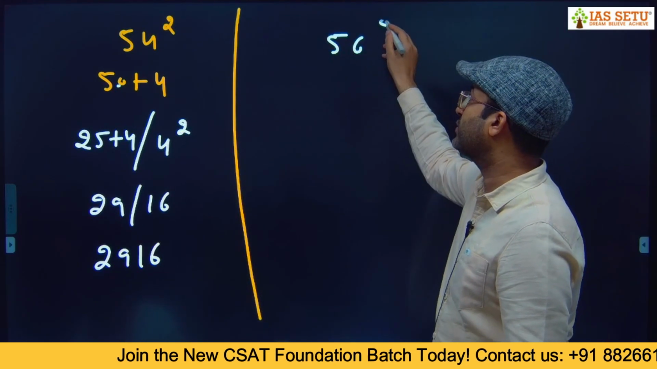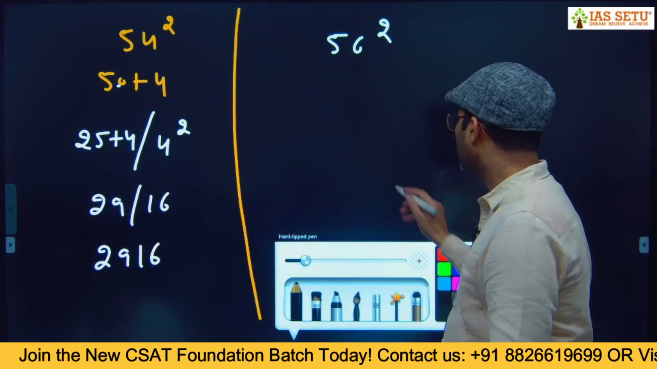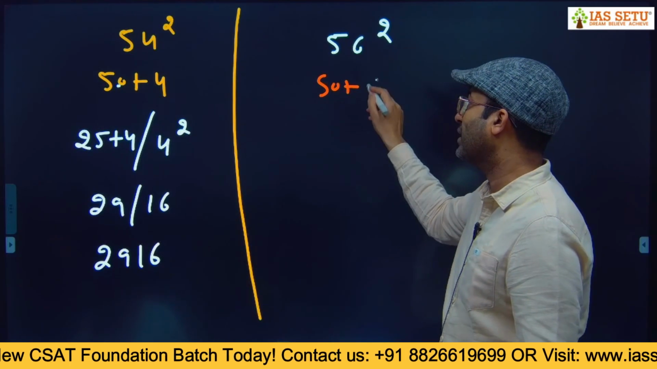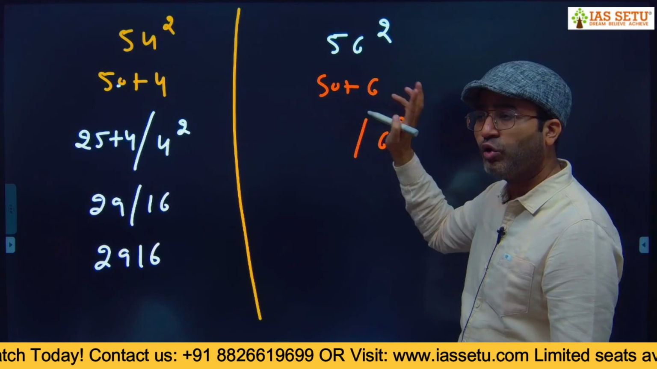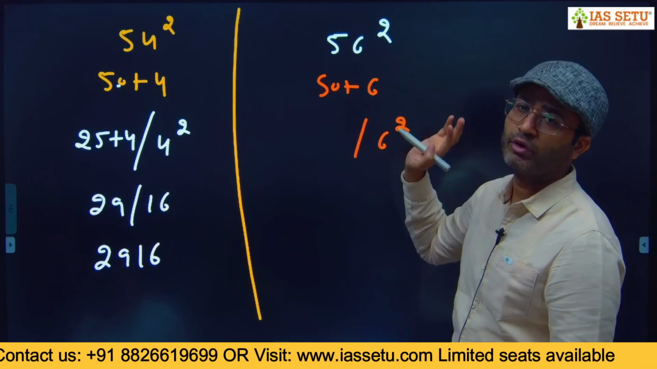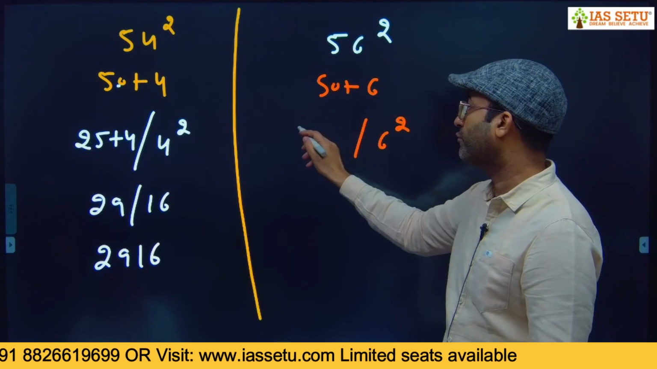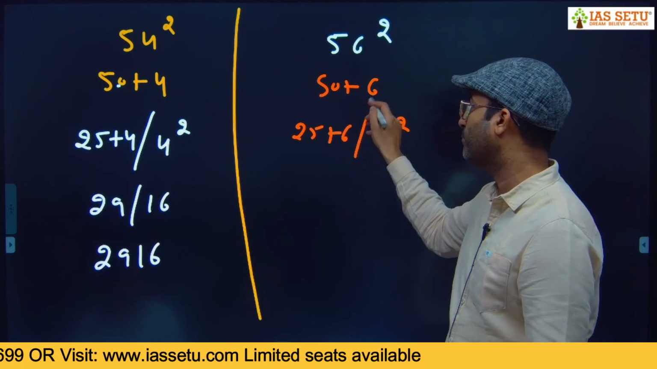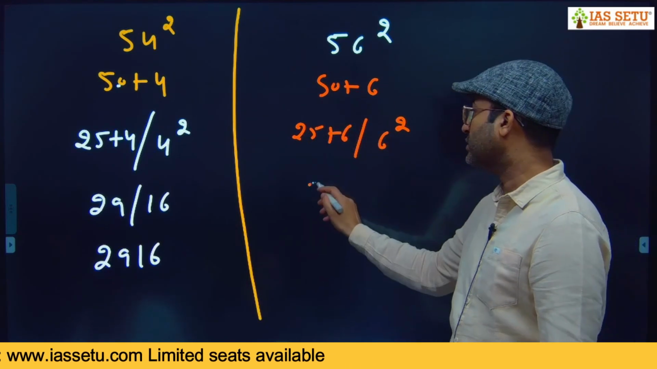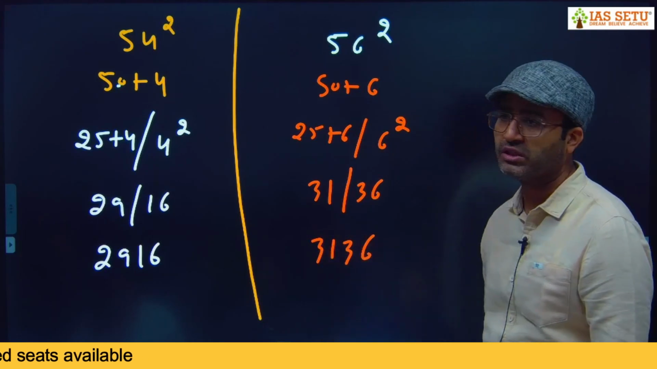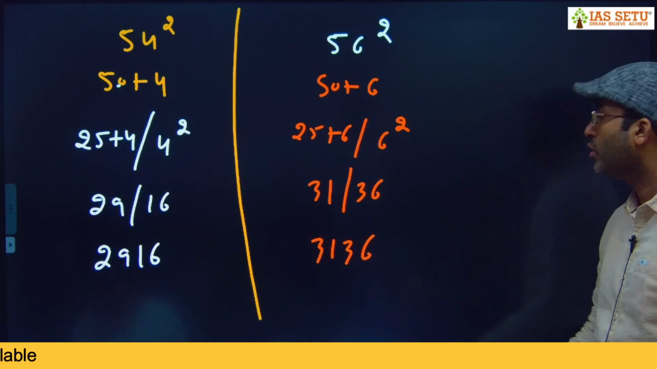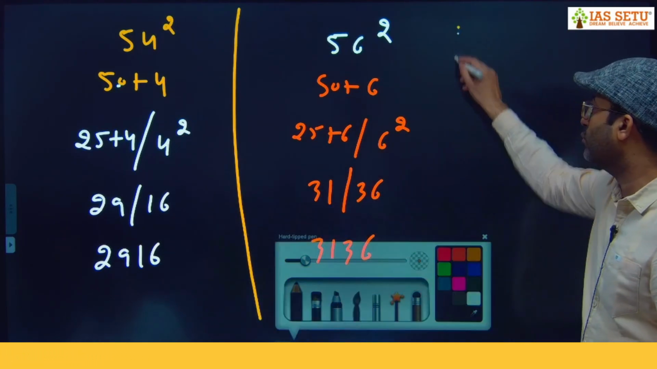Wait, let me take another value. Like 56 square has been asked. So we break it as 50 plus 6. Right hand side is 6 square. Left hand side only the difference is 50 becomes 25. That is our shortcut. जो 50 है वो 25 बन जाएगा plus 6. So it is 3136.